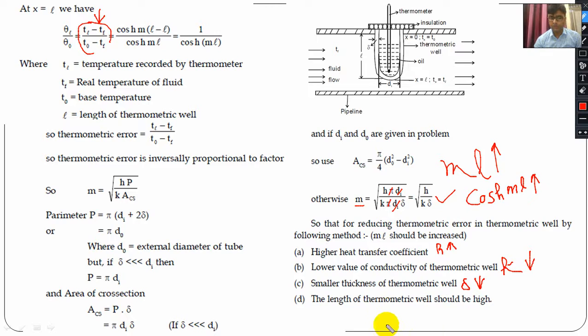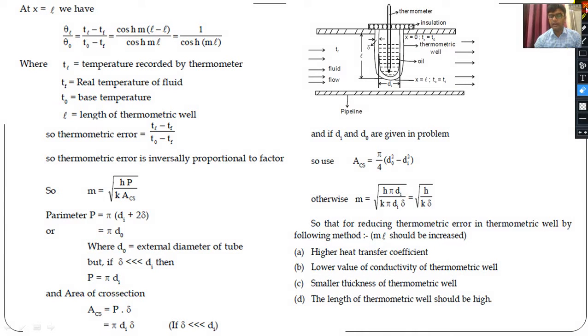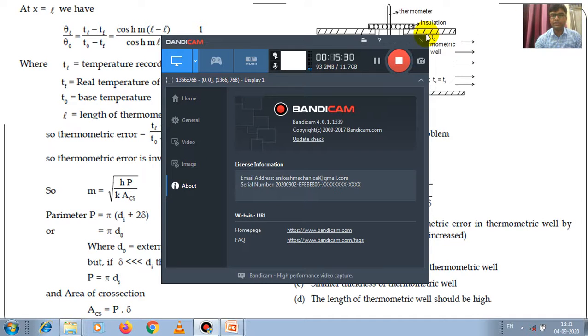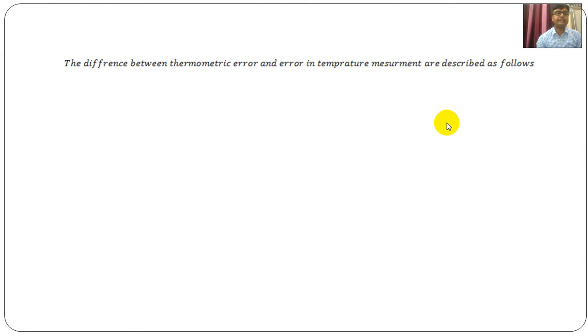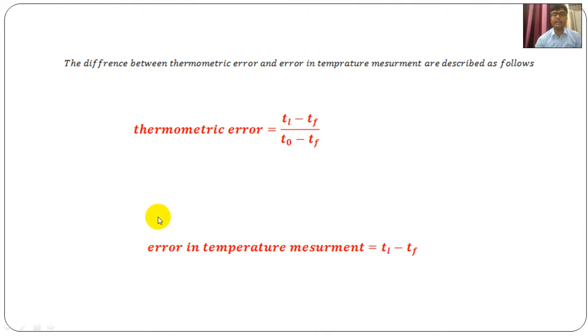Now one more important thing. The difference between the thermometric error and the error in temperature measurement is described as follows. Thermometric error, I already told you, is the ratio of TL minus TF upon T naught minus TF, but error in temperature measurement is TL minus TF. Clear? So it is a very important thing.